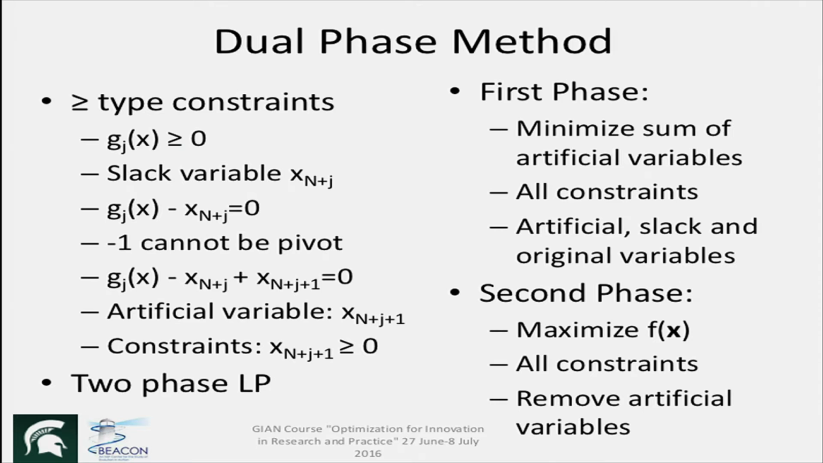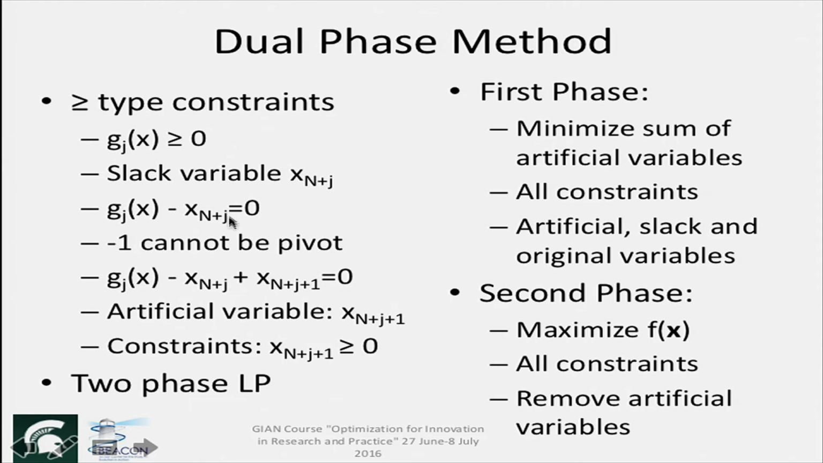Okay. Now let's go to greater than or equal to constraints. What do we do when you have greater than or equal to? Okay, we could do the same thing. We can have a slack variable. Now we have to subtract it, because this is supposed to be bigger than or equal to 0. So if I subtract something, it will come down to 0. And make sure x n plus j is also non-negative.